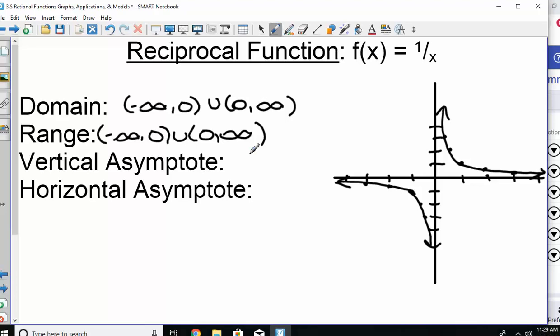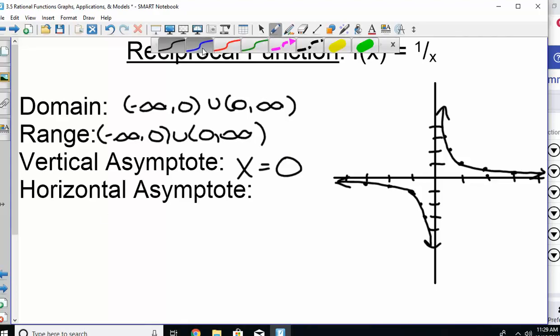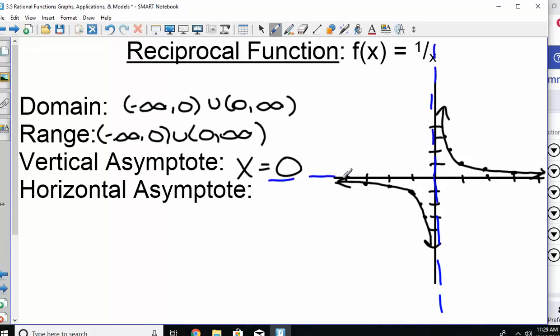Okay, vertical asymptote. Vertical means up and down. The equation of a vertical line is x equals, what is the number that we can't touch? 0. So x equals 0 is a vertical asymptote. In terms of graphs, what we typically do for our asymptotes is draw them as dashed lines. So you could draw a dashed line there. The horizontal line we don't touch is right here. What's that equation? Okay, so this graph has both horizontal and vertical asymptotes.